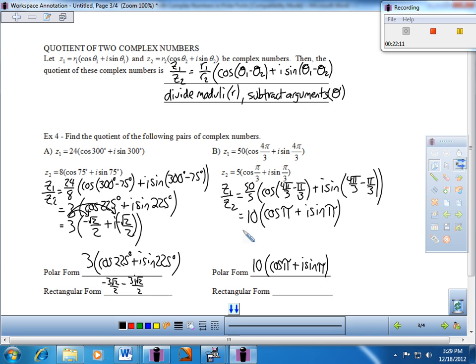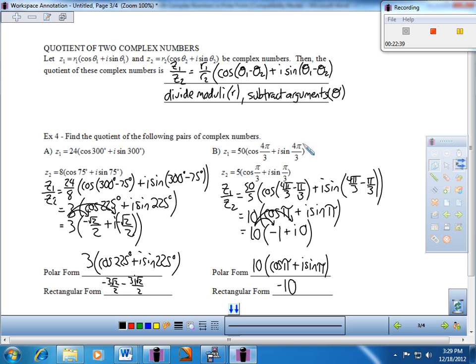Now, let's go ahead and convert this on over. Visualize that unit circle. Cosine of pi is definitely -1. Sine of pi is 0. And bring in the arrows, everybody. You're ready to bring them in. The 10 comes in. 10 times -1 is -10. 10 times the 0i, yeah, it's just 0. And there you go. So you just get a real number out of it. So dividing these two numbers gives us -10.